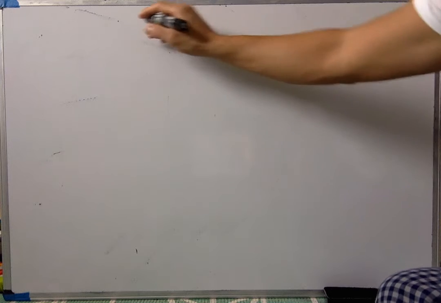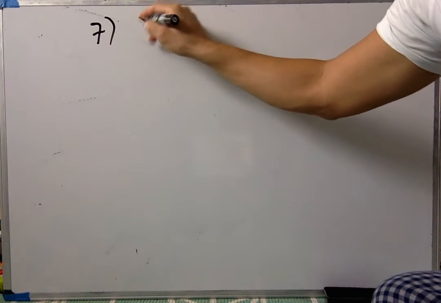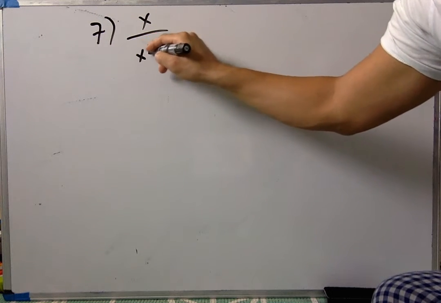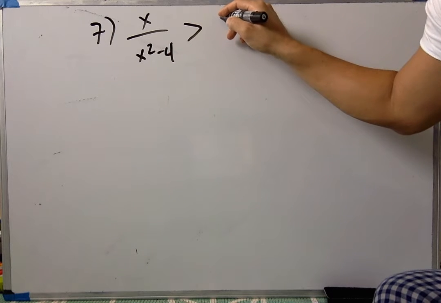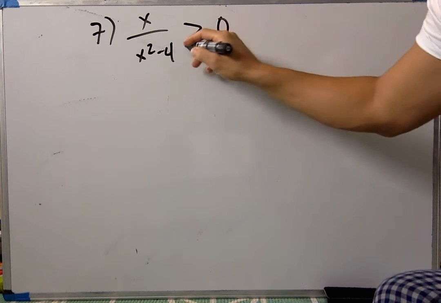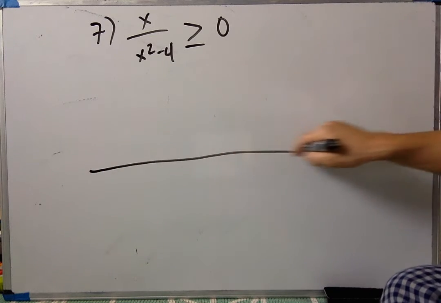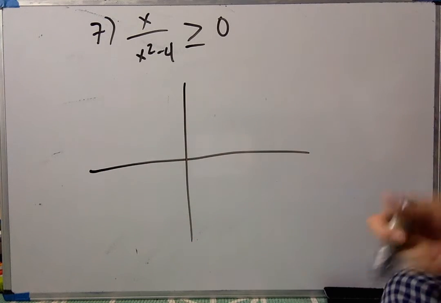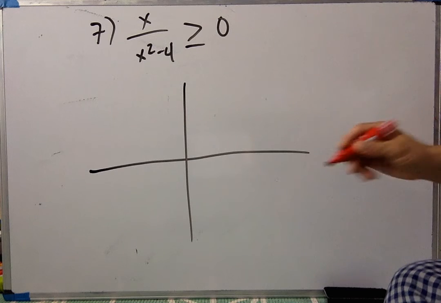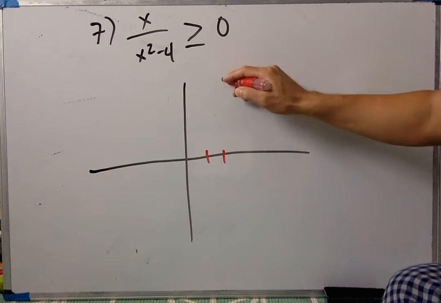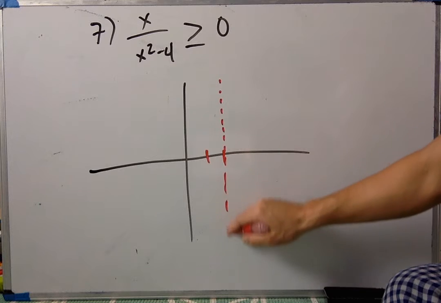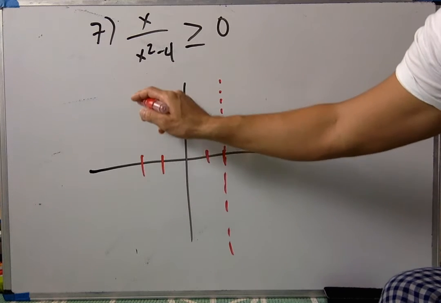Okay, number 7 said solve this equation. x over x squared minus 4 is greater than or equal to 0. Okay, this time we're using the graph from question number 2. So if you remember back to question number 2, we had a few asymptotes. We had asymptotes, the vertical ones, at +2 and -2. Okay, +2 and -2.